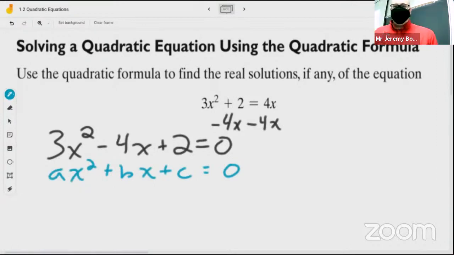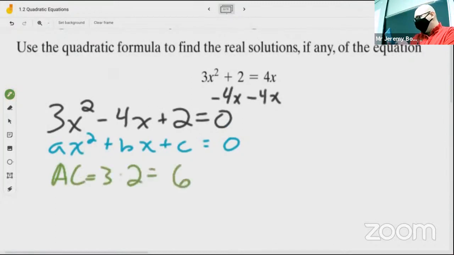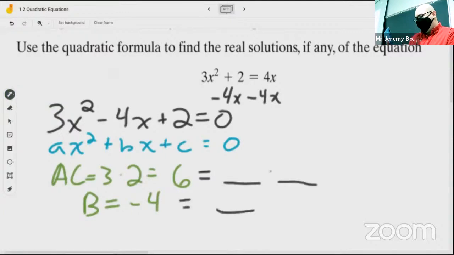So we could try to factor it. I mean, if you want to give it a shot, we can. I don't mind. Just show you what it means when you can't factor something. So AC is going to be 3 times 2, which is 6, right? And B is -4. If we try to find numbers that multiply to be 6 and add to be -4, the only numbers that multiply to be 6 are 6 and 1, or a 2 and a 3. There's no way I'm getting a 4 out of that. And so that tells me I can't factor that.